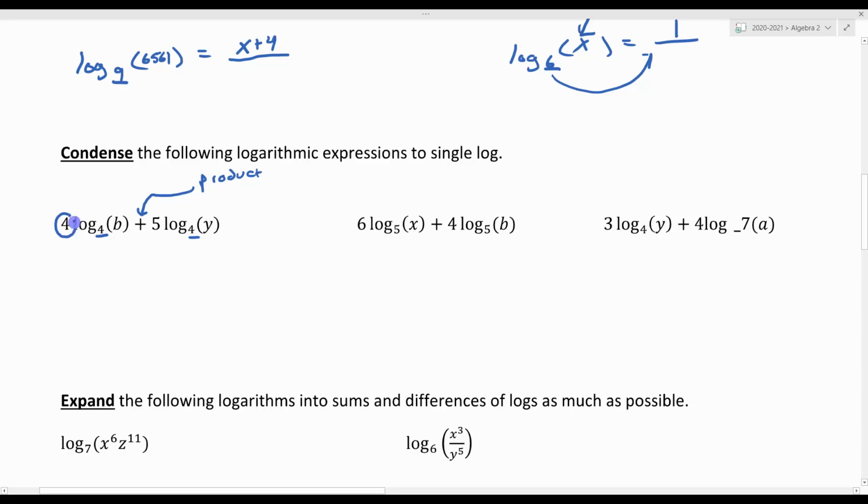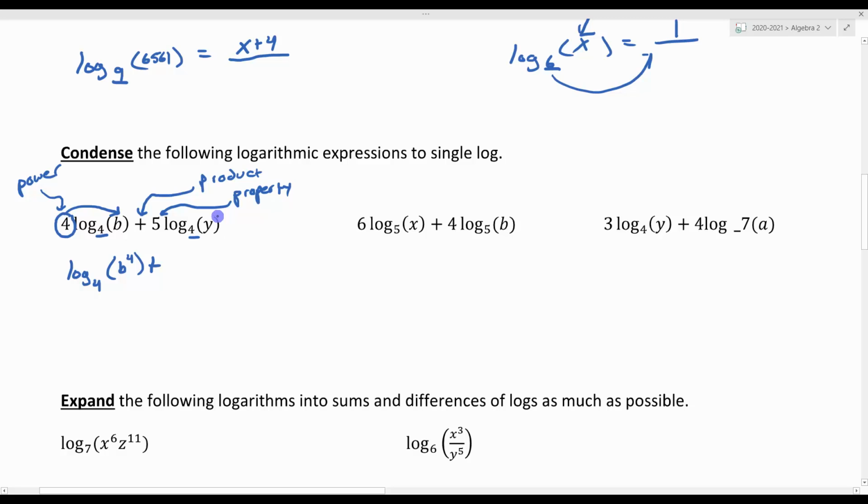I also see these numbers out front here, right? So the 4 here is a power property, right? And so is this 5. You saw me do this in the video yesterday. I just like to scan and think about which properties I can apply to this thing before I start actually applying any properties. So when I'm condensing, I like to do the power property first. All right, so I want to put this 4 back as an exponent on the b. So I'm going to rewrite this as log base 4 of b to the 4th. Okay, so I put the 4 back.